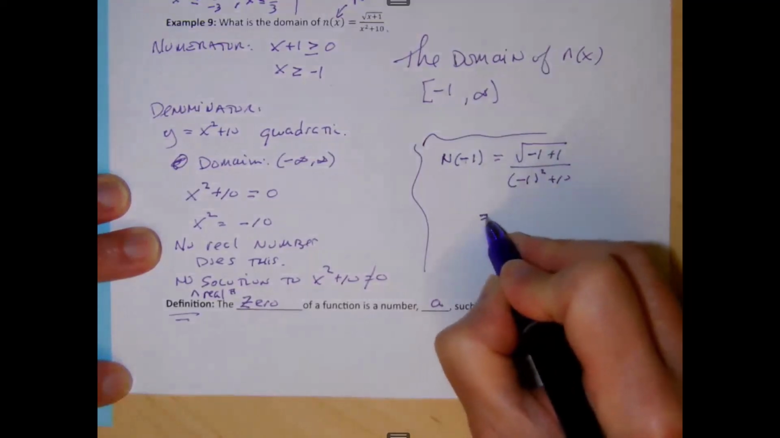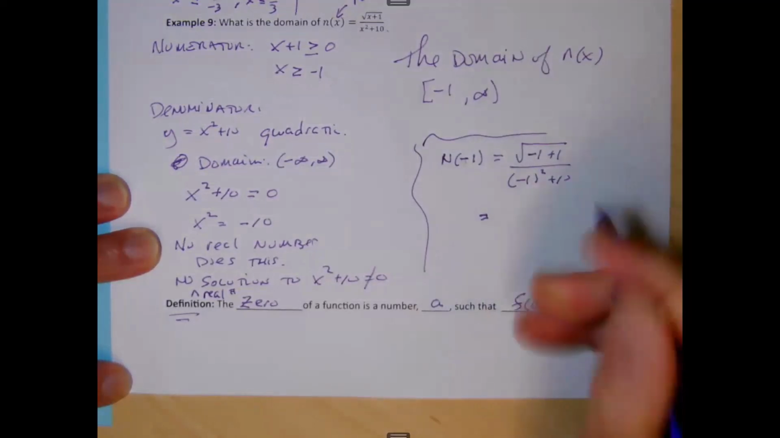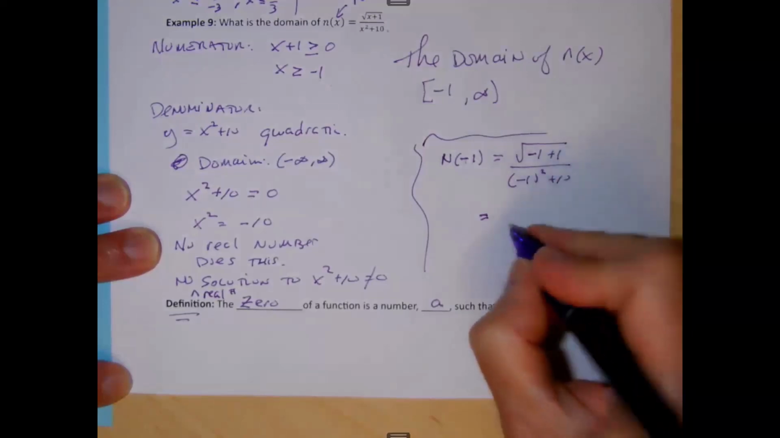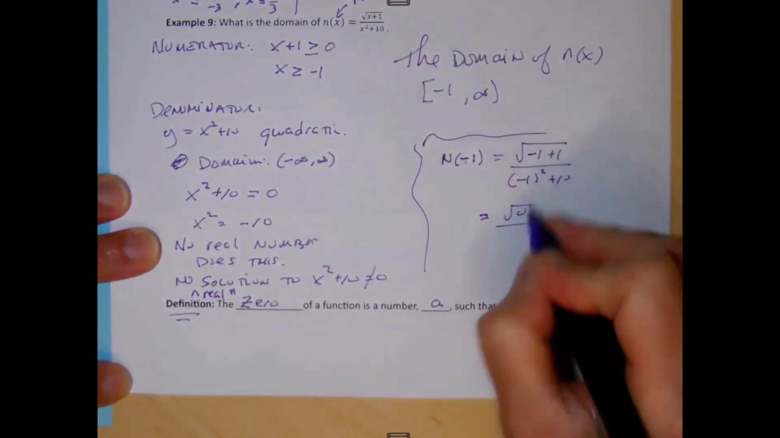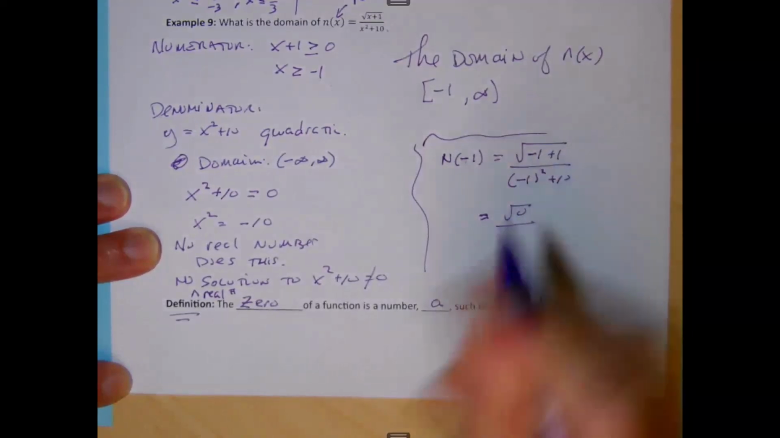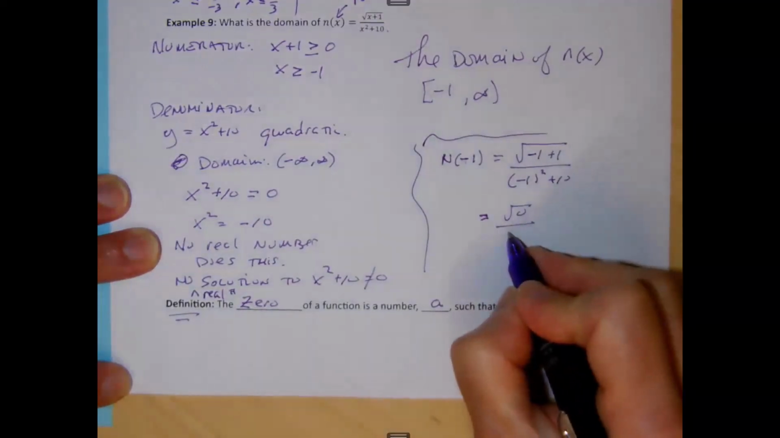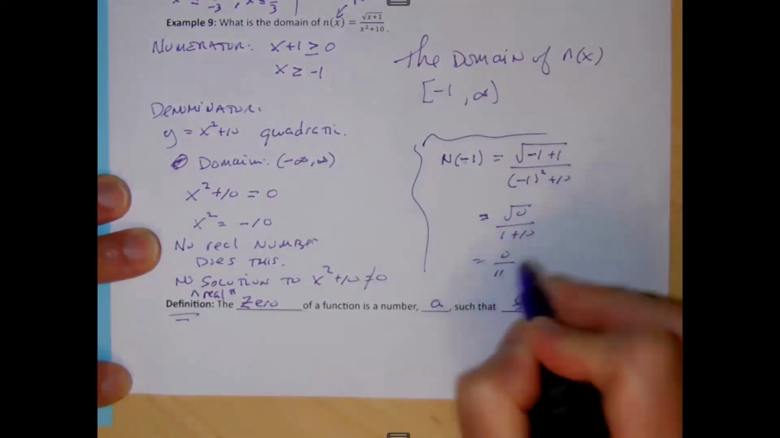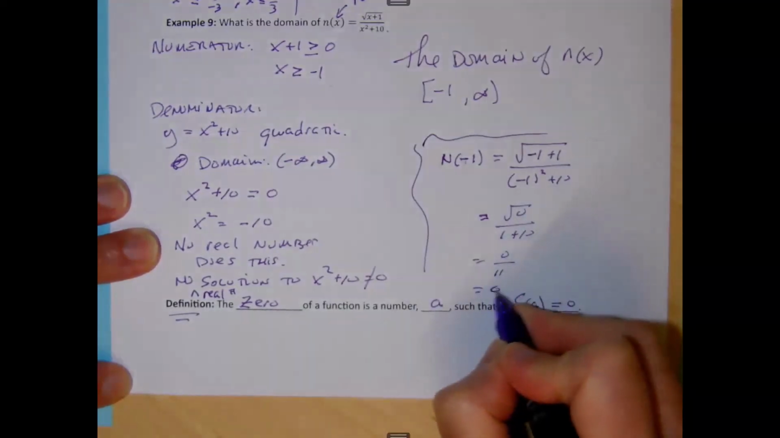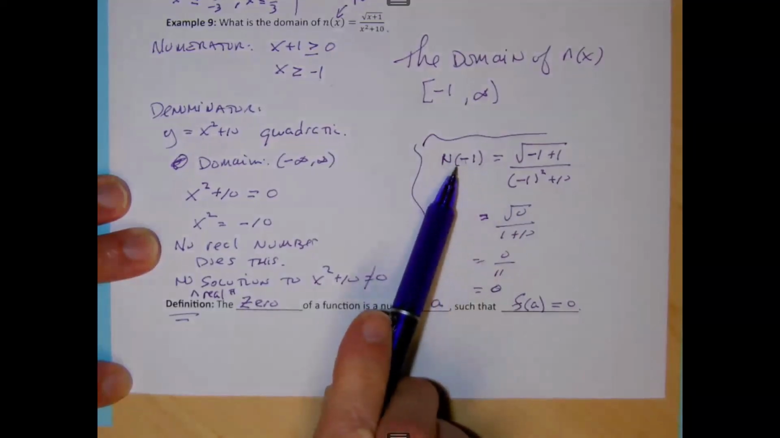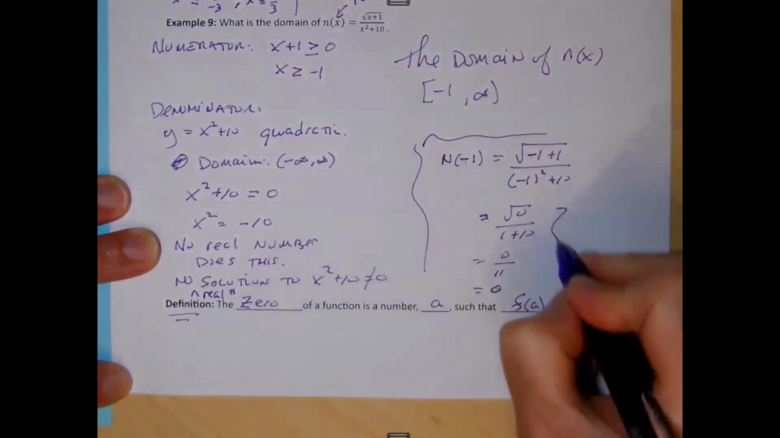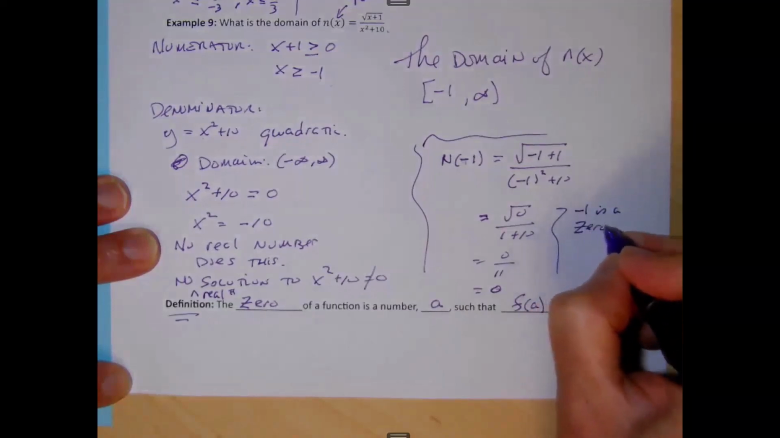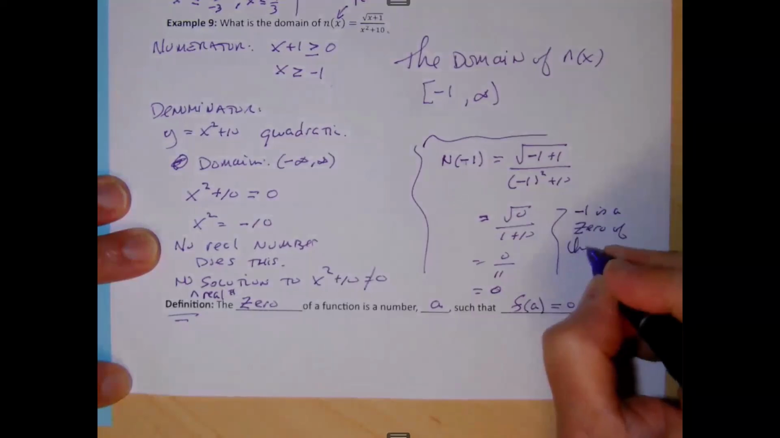Sometimes we do these calculations and we move on, got the answer, move on, but we don't put it all together. So when I do -1 plus 1, that gives me 0. Here I get -1 squared is 1. 1 plus 10. What I have is square root 0, 0 over 11, but the answer is 0. So that number, -1, is a 0 of the function.